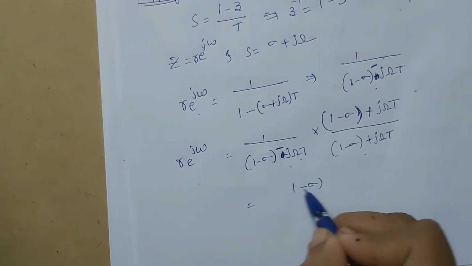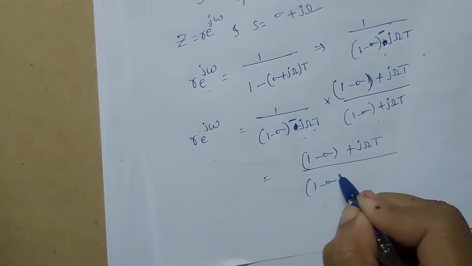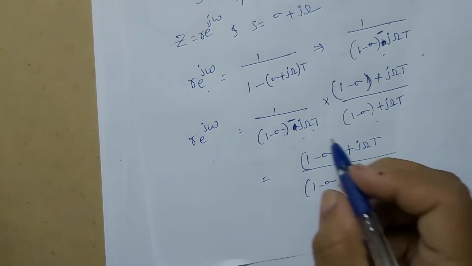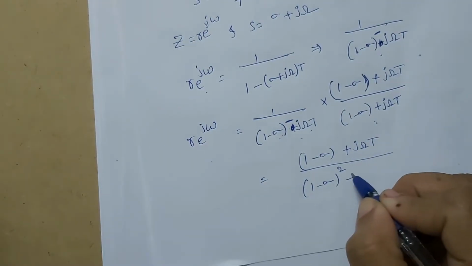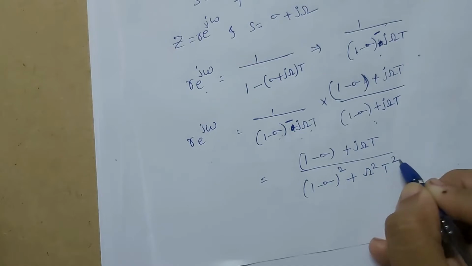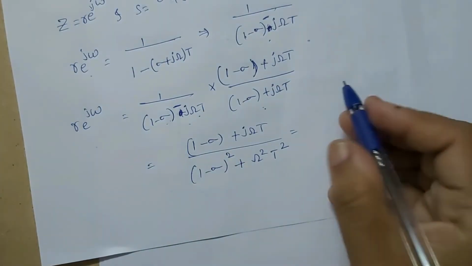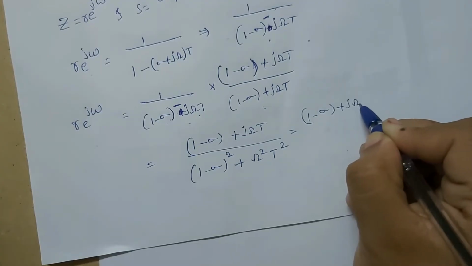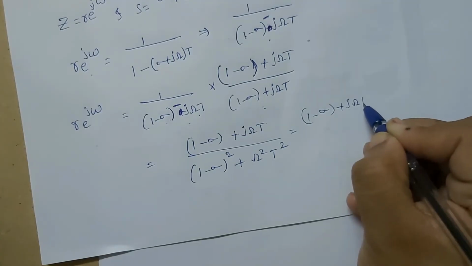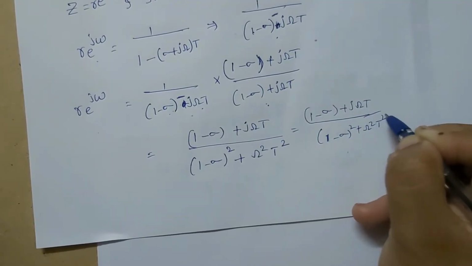So this is 1 minus sigma plus j omega T divided by (1 minus sigma) square. This is a minus b into a plus b, so it will be a square plus b square, so this will be omega square T square. If you separate those two terms, like 1 minus sigma plus j omega T divided by (1 minus sigma) square plus omega square T square, the same term we have to separate into real and imaginary parts.